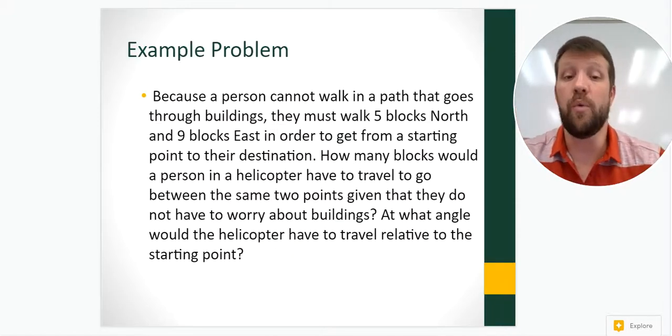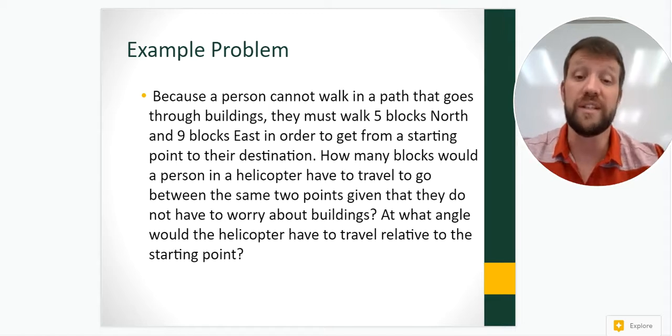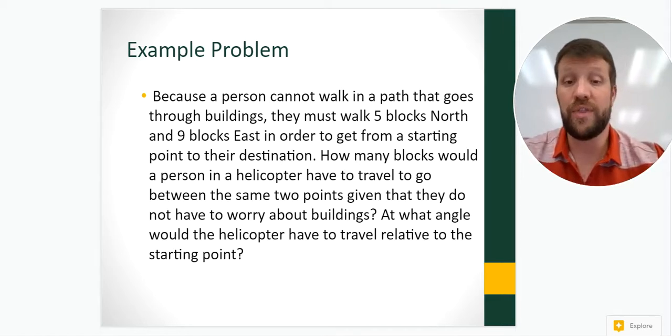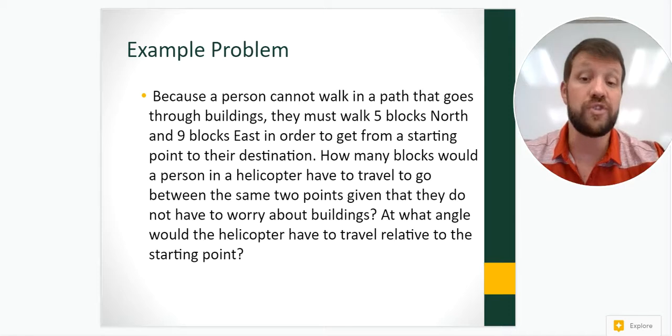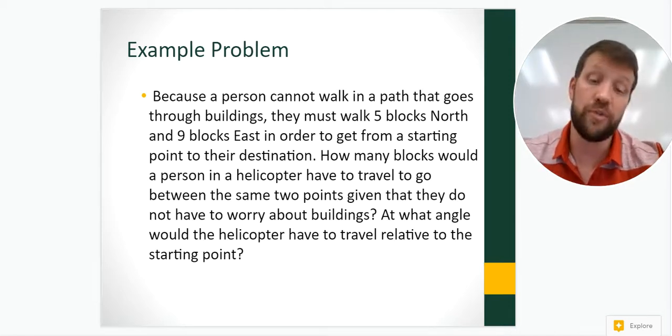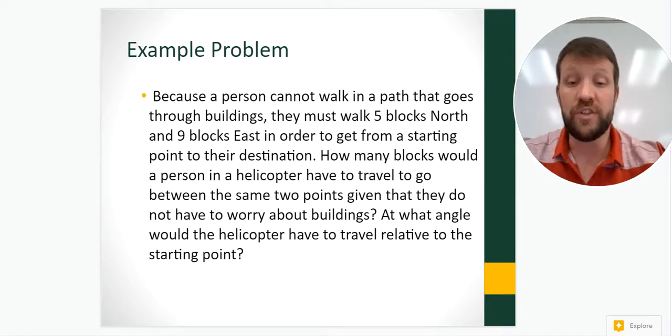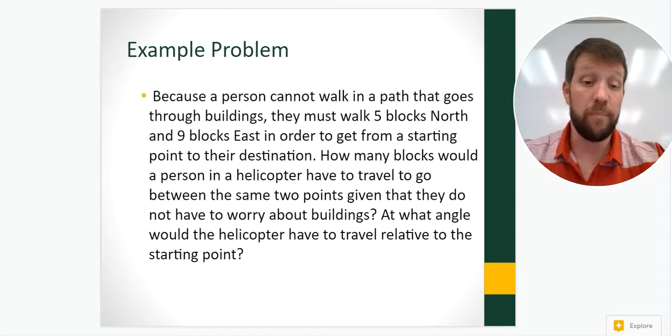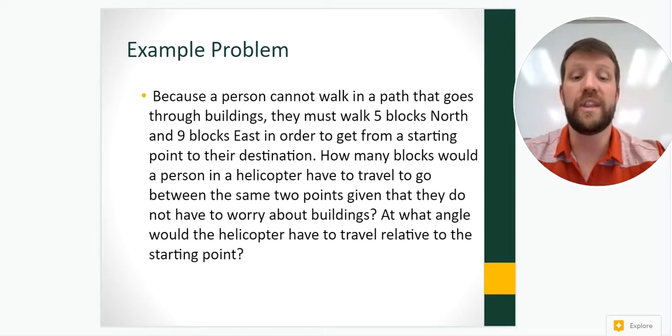Because a person cannot walk in a path that goes through buildings, they must walk 5 blocks north and 9 blocks east in order to get from a starting point to their destination. Someone's walking through a city. How many blocks would a person in a helicopter have to travel to go between the same 2 points, given that they do not have to worry about buildings? At what angle would the helicopter have to travel relative to the starting point?